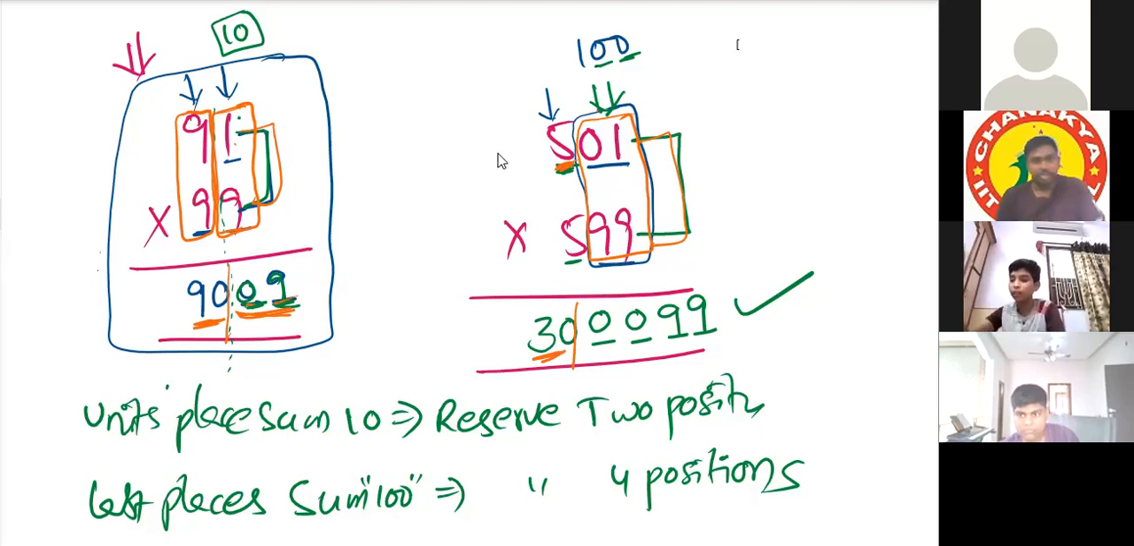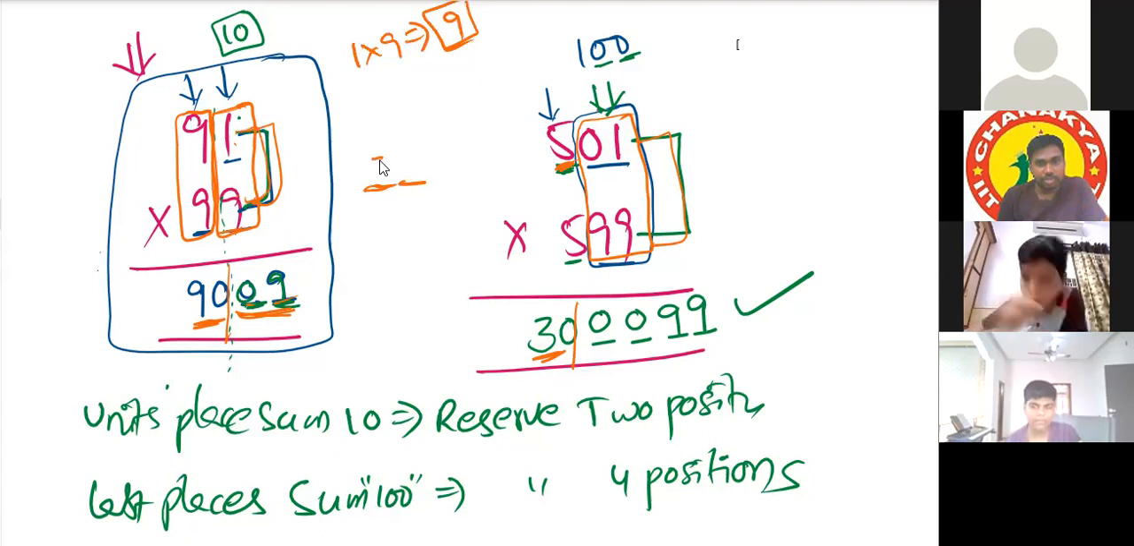After that, we need to decide whether to reserve 2 positions or 4 positions. Sir, after that 90, how did you get 09? That is what I am telling. After writing 90, we need to reserve 2 positions, and we have to fill up those 2 positions by 1 9s are 9. 1 into 9 is only 9 because it's a single digit. To make it a double digit, I am writing 09.